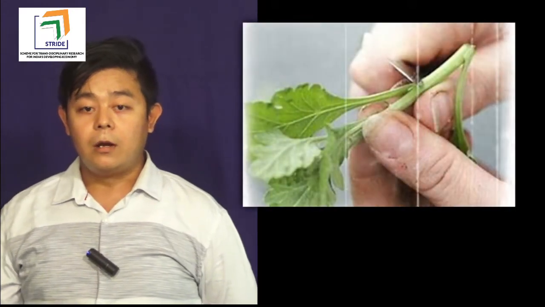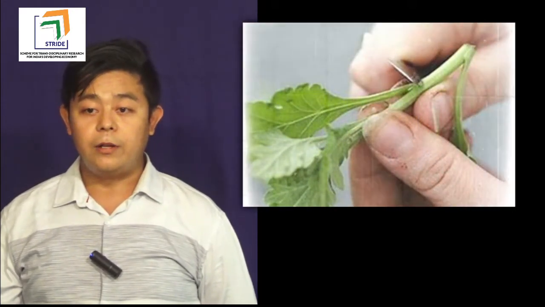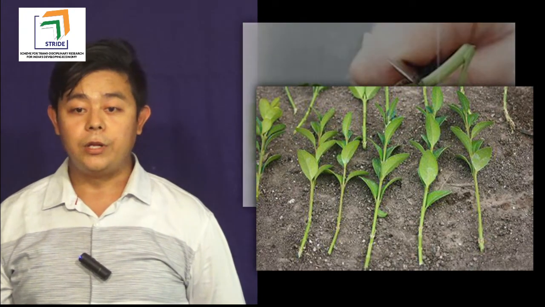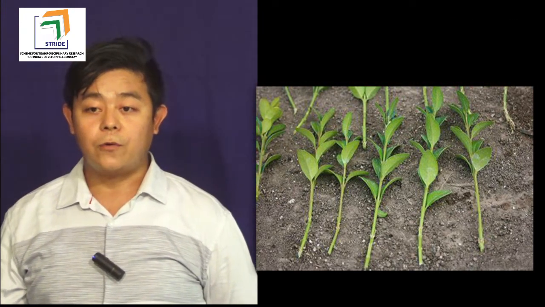1. Stem cuttings. Stem cuttings are of three types: A. Softwood or herbaceous, B. Semi-hardwood, and C. Hardwood. A. Softwood cuttings. Cuttings prepared from the soft, succulent, and non-lignified shoots, which are not hard or woody, are called softwood cuttings. Example: dahlia, chrysanthemum.